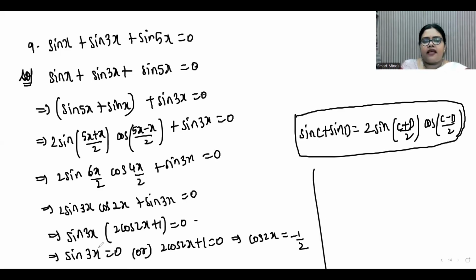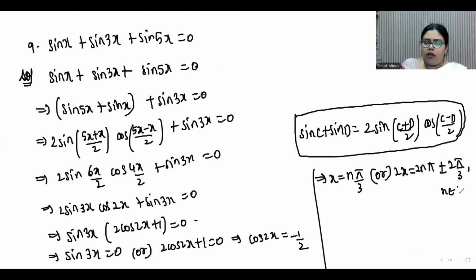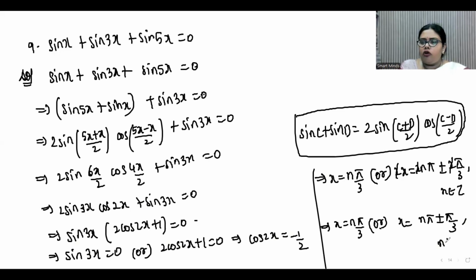In that case, if sin 3x is 0, what is the general solution? x is equal to n pi by 3. Or if cos 2x is minus 1 by 2, what is the general solution? 2x is equal to 2n pi plus or minus 2 pi by 3, where n belongs to Z. So that is x is equal to n pi by 3 or x is equal to n pi plus or minus pi by 3. Here 2 get cancelled, where n belongs to Z. With this, we are done with the whole exercise.